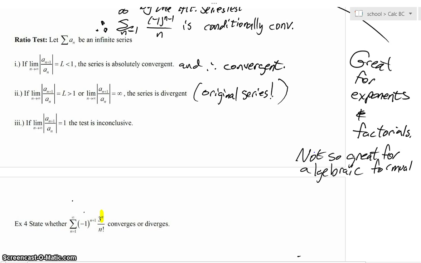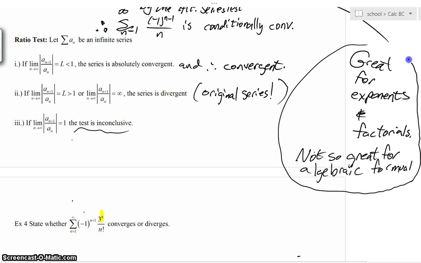The third possibility is to say that that ratio in absolute value, if that limit arrives at 1, the test is inconclusive. We'll have to use another test, go about other means to determine if we have convergence. This test is the most frequently used test in BC Calc. I'm circling here. It's wonderful.